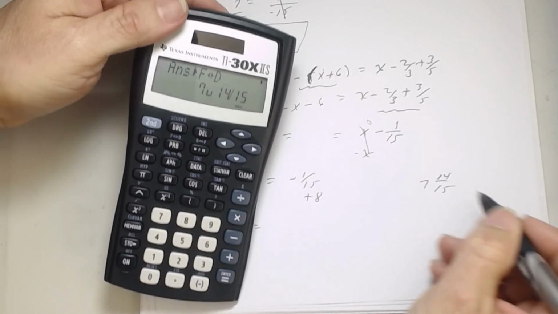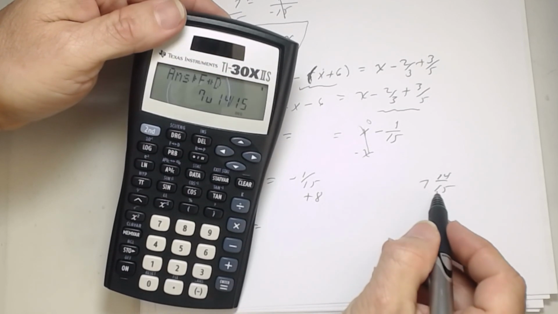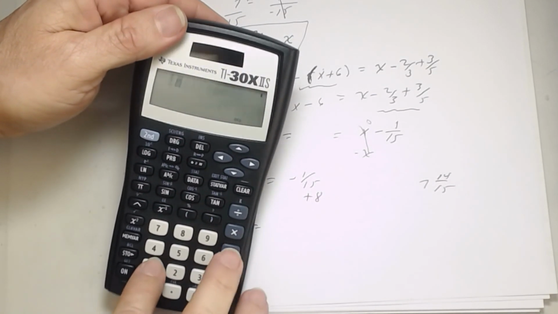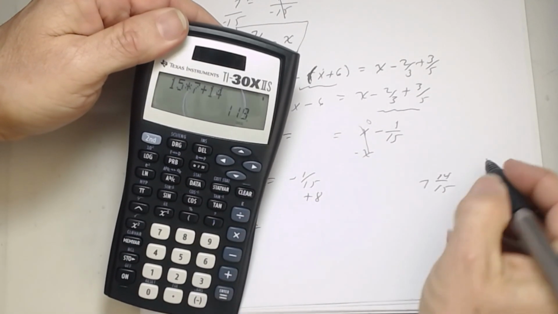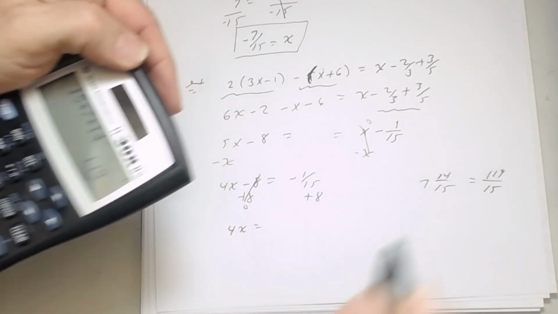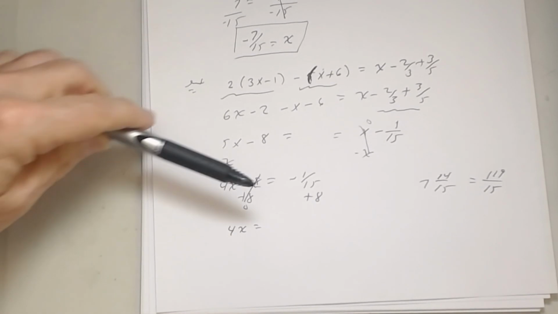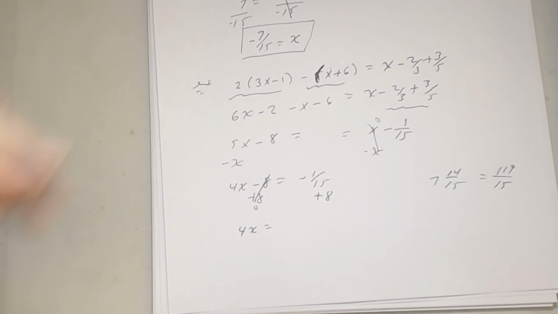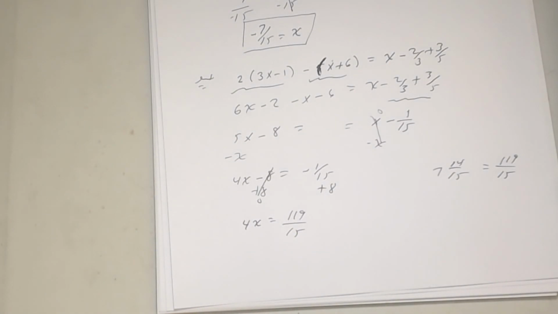Yes. Okay. Now you want to rewrite this back as an improper fraction. So you've got to say 15 times 7 plus 14. What's going to be the numerator? 119, and the denominator? 15. Very good. So that's all stuff you had last semester. So that's 4x equals what? 119 divided by 15. One more step.